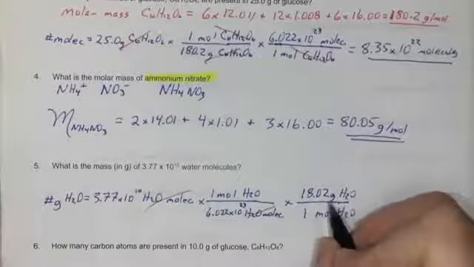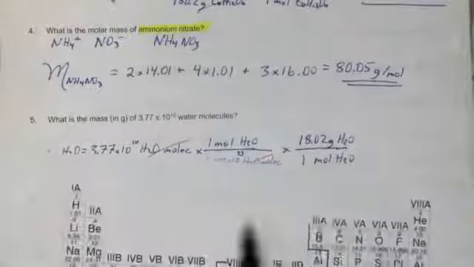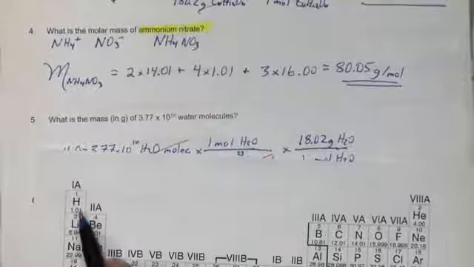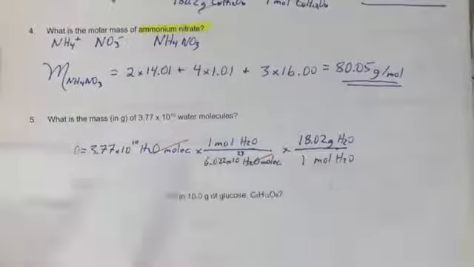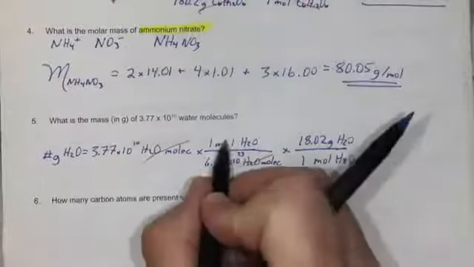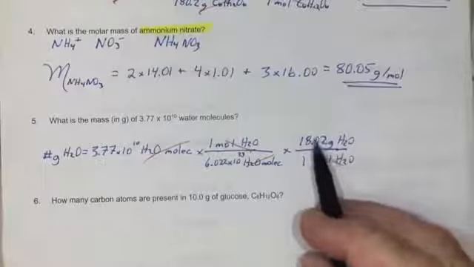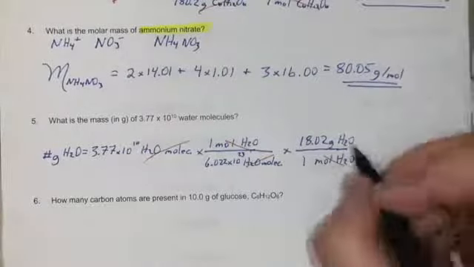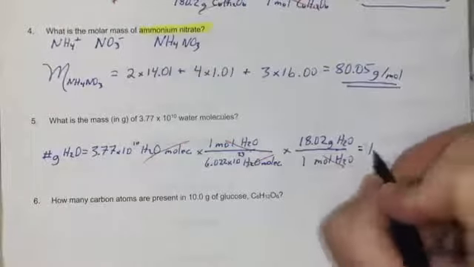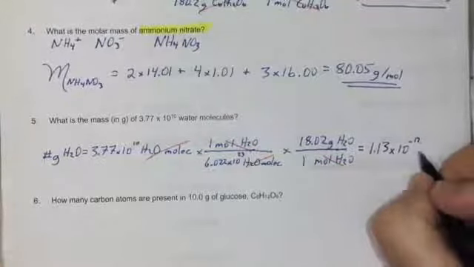Be sure that you know where I got the molar mass from. I got the molar mass because I had said 2 times 1.01 plus 16 equals 18.02. So moles of water cancels, and I have it in grams of water. And this calculates out to be 1.13 times 10 to the negative 12 grams of water.